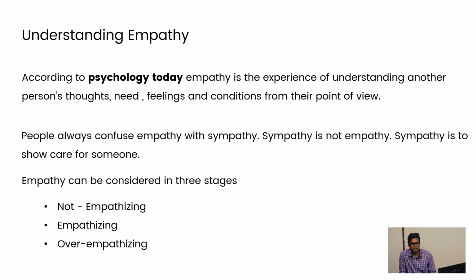Since I started talking about empathy and sympathy: sympathy is to show care to someone. Like when someone feels sad, you feel like, this person is sad, I should do something about it. That's sympathizing. Empathy goes into 3 main categories: not empathizing, empathizing, and over-empathizing. Not empathizing means that you don't look into someone else's experience from their perspective, like needs, feelings, and conditions, but you think from your own perspective and do the work.